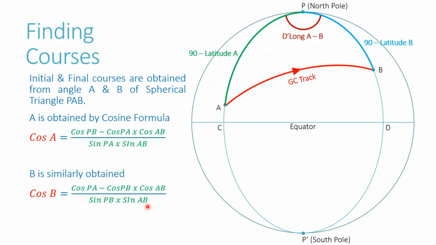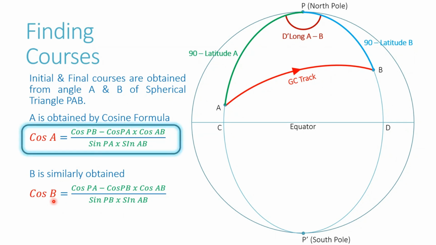Again, you can see all the items on the right hand side marked in green are known to us. The only unknown in this equation is angle B. So putting all these values in the equation, we can easily calculate the angle B value. It's a single step calculation in the scientific calculator.